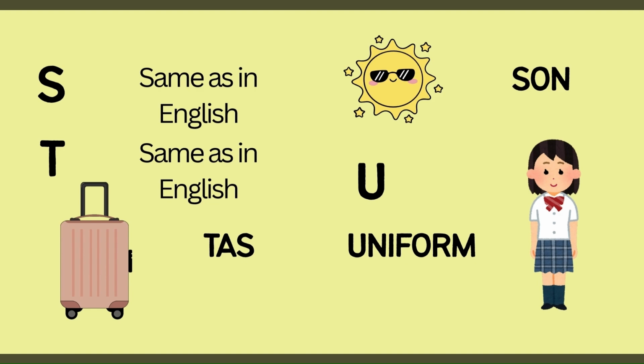tas. The letter U, we pronounce the same as U. U. So almost like the U, but a little bit deeper. U. And the example I have is uniform, but we say uniform. Uniform.